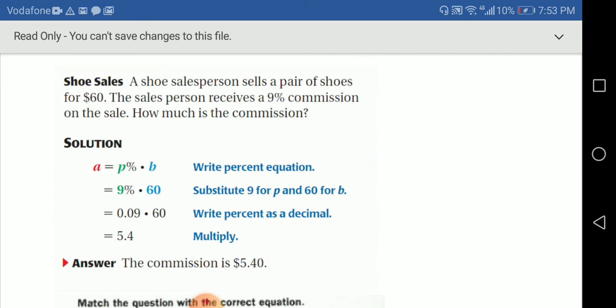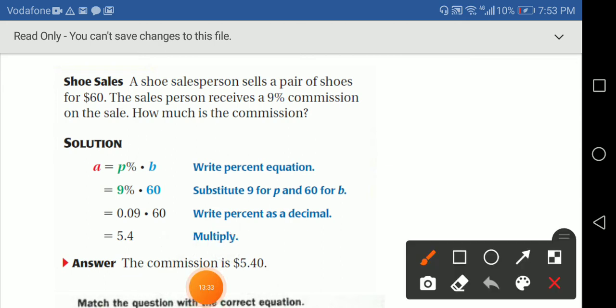Okay, let's have another question. A shoe salesperson sells a pair of shoes for $60. The salesperson receives a 9% commission on the sale. How much is the commission now? Very interesting one. So a shoe salesperson sells a pair of shoes for $60. The salesperson receives how much commission? 9% of the sale. How much is the commission?